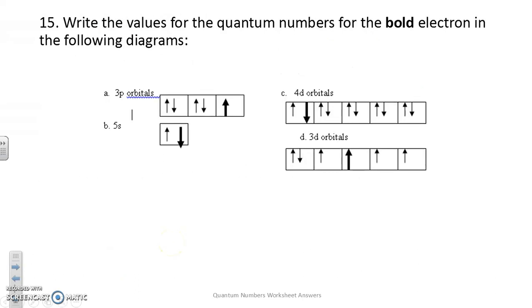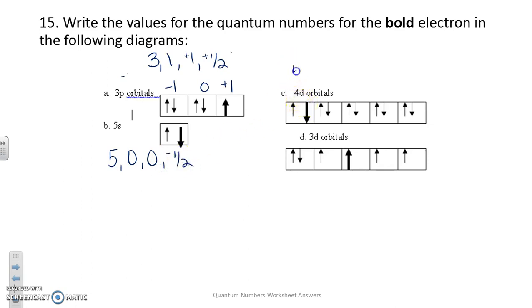Almost done. Write the values for the quantum numbers for the bold electron in the following diagrams. So this is the 3p orbitals. For p, we do -1, 0, +1. So your quantum numbers for letter A should be 3, 1, third energy level, p sublevel, +1, +1/2. All right, for letter B, fifth energy level, S sublevel is 0. Your orientation is 0, and it's a -1/2.